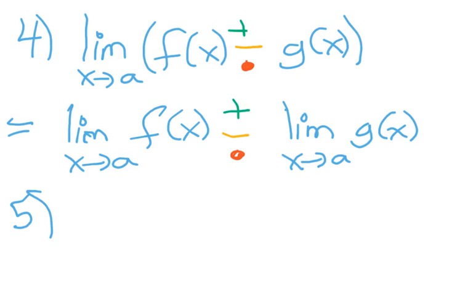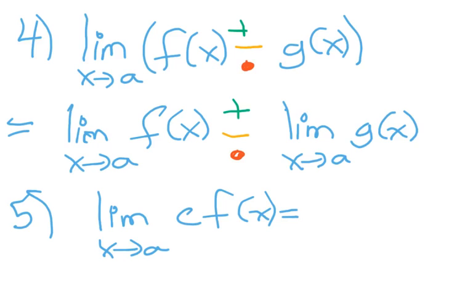All right, so let's talk about the last one we're going to talk about before we make our first generalization, is what happens with a constant multiple. So if we have a constant multiple of a function, our next rule says as long as the limit exists, we can pull out that constant.